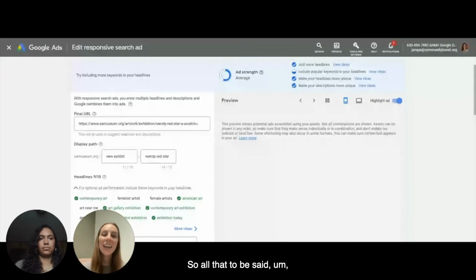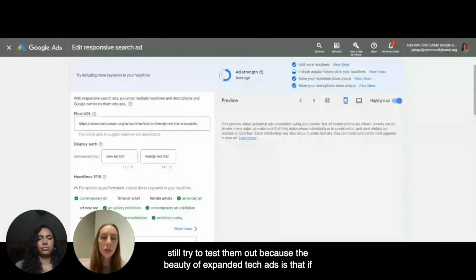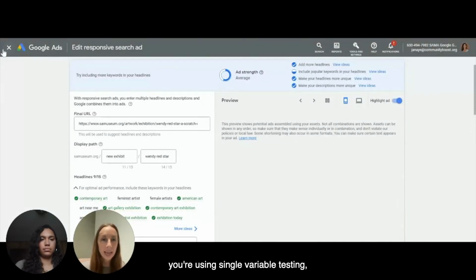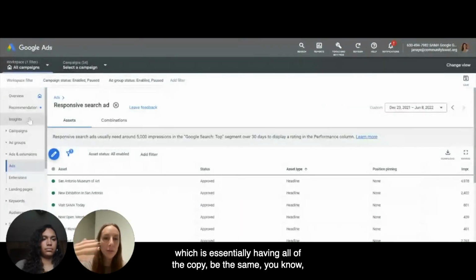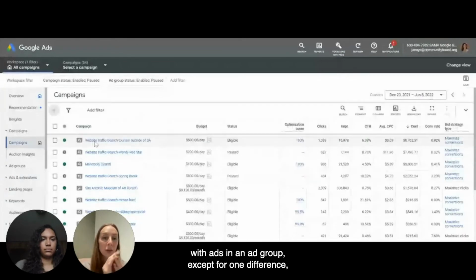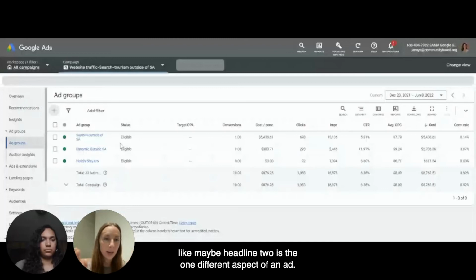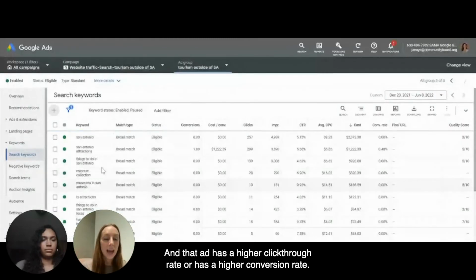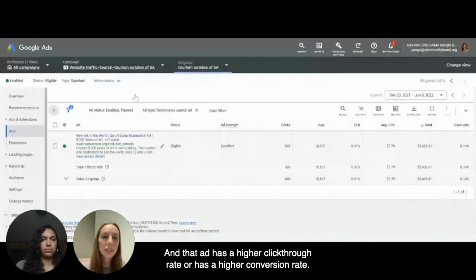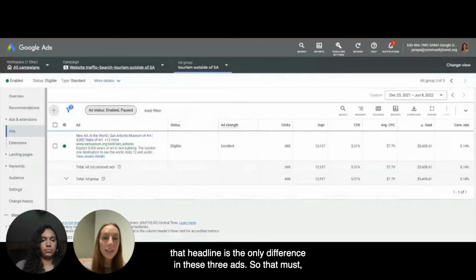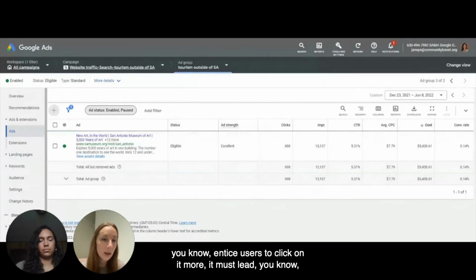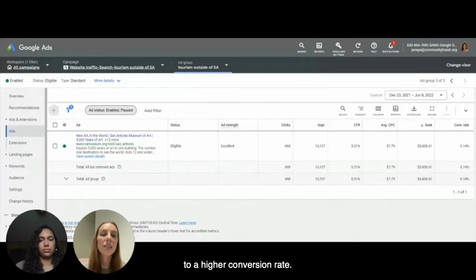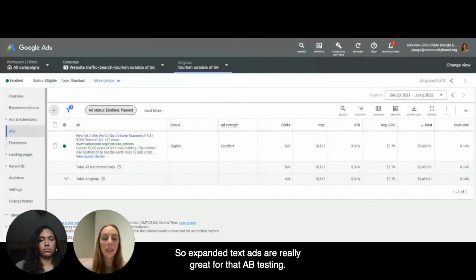So, all that to be said, we do still recommend while you have the opportunity to create expanded text ads, still try to test them out, because the beauty of expanded text ads is that if you're using single variable testing, which is essentially having all of the copy be the same with ads in an ad group, except for one difference, like maybe headline 2 is the one different aspect of an ad, and that ad has a higher click-through rate or a higher conversion rate, you can easily tell, okay, that headline is the only difference in these 3 ads. So that must entice users to click on it more. It must lead to a higher conversion rate. So expanded text ads are really great for that A/B testing.